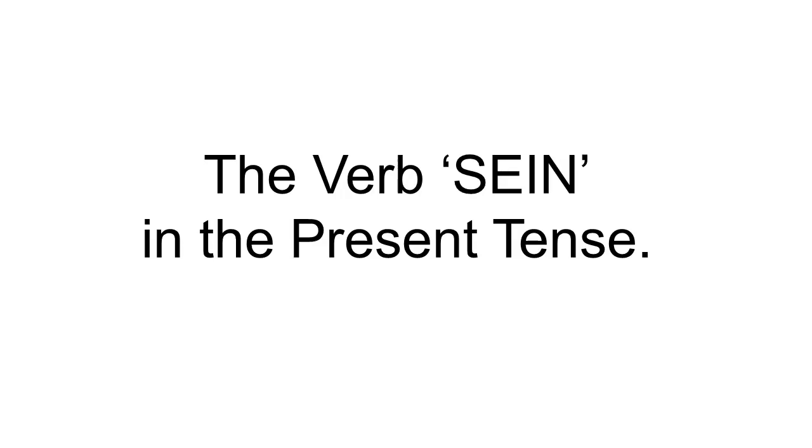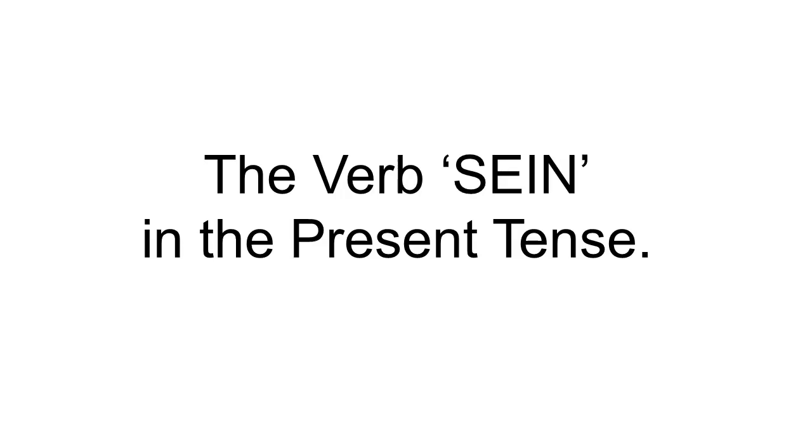So in this video, we are going to practice using the German verb to be in the present tense. That verb is sein. Sein is the infinitive. The infinitive is the form of the verb that hasn't been conjugated yet. In English, it usually has a to in front of it, like to run, to jump, to study. Those are infinitives. So the infinitive to be in German is sein.